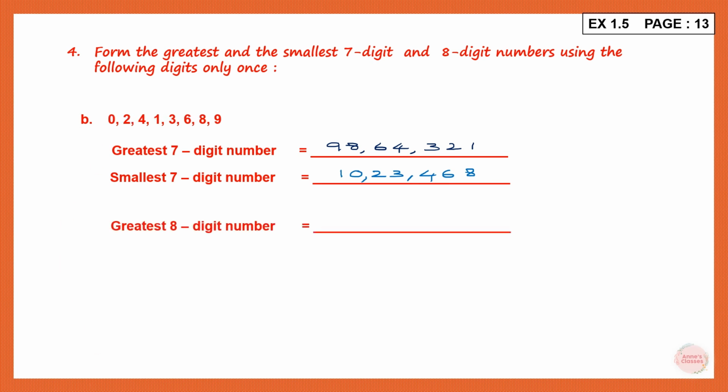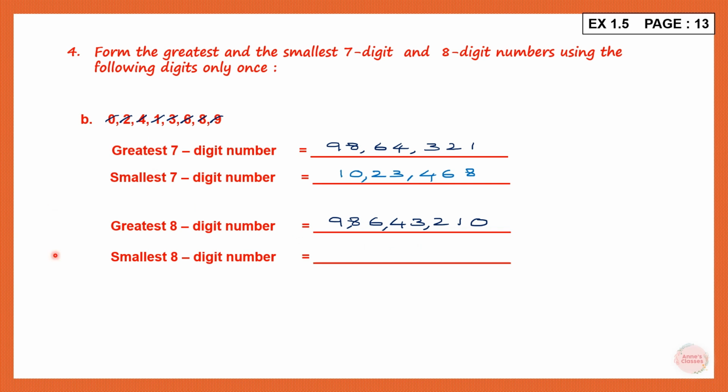Now we have to form the greatest 8-digit number. So here again we start with the greatest number, that is 9, 8 and then we go to 6. Then we have 4, 3, 2, 1 and 0. Now let's put the commas here, here, here and here. So now let's read the number: 9 crore 86 lakh 43,210.